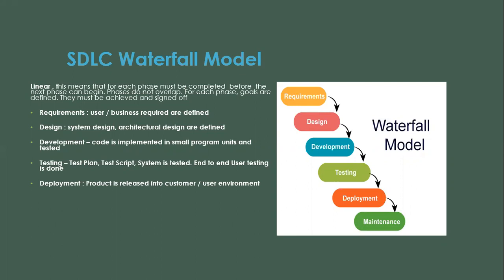When we go to deployment, the product is released into the customer and user environment. That's what deployment does. It takes it to the environment where we need to use it. Then maintenance is to resolve customers' environment issues. So these are just the phases. I'm still going to deep dive into it to explain more.